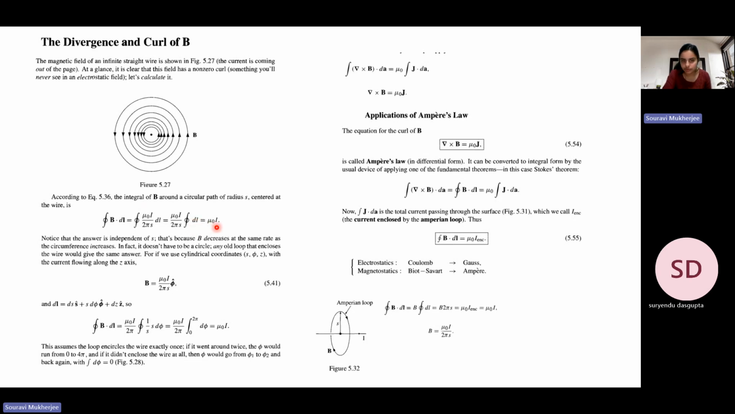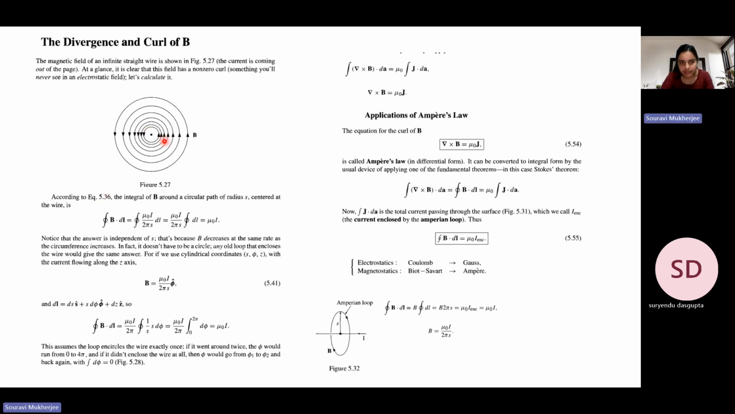So you end up getting mu naught I, where I is the current of this wire, which is enclosed within this loop that you have considered. So this gives rise to a very important law, which is Ampere's law, analogous to what we had for electrostatics, where we had Coulomb's law and then Gauss's law, which made use of the symmetry and gave us a simpler relation with the charge enclosed within a volume or a closed loop. So here again, we now have a similar analog for magnetostatics, where we have Ampere's law.